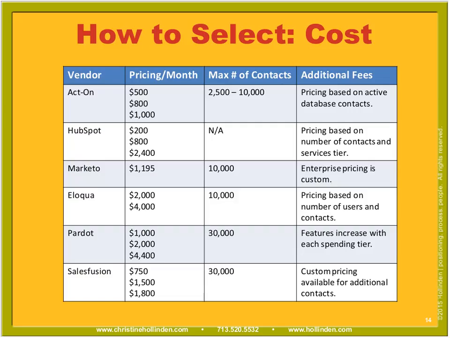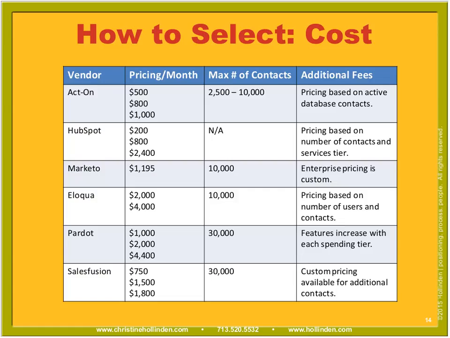Act-On has pricing from $500, $800, and $1,000 a month. HubSpot offers a $200 plan, $800 plan, $2,400 a month plan on up. Marketo runs around $1,200 a month. Eloqua is $2,000 to $4,000 a month. Pardot starts at $1,000, goes up from there. Sales Fusion, $750 on up.